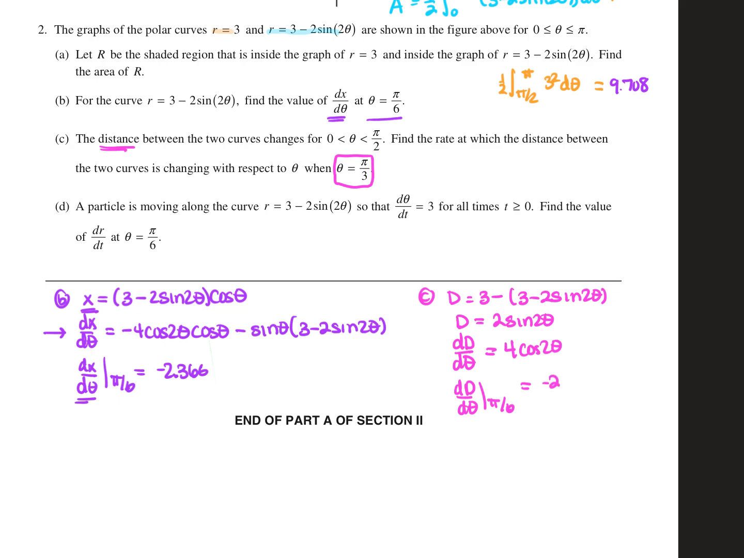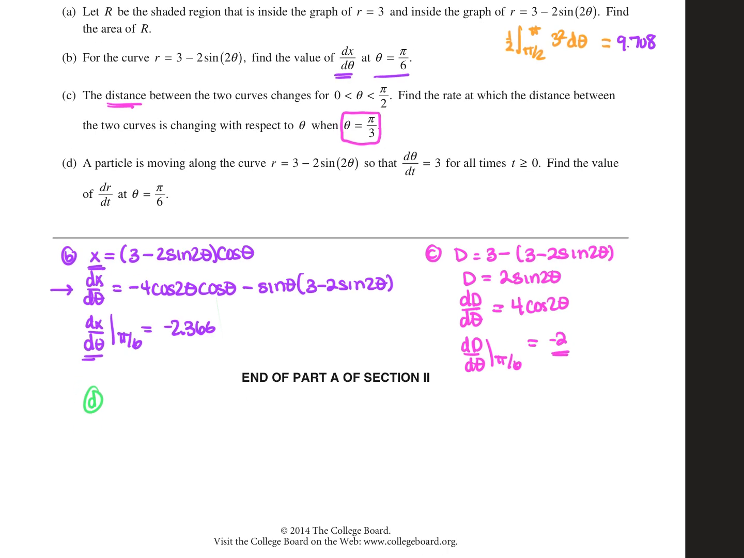So what does that mean in terms of the curve? This means that the distance between the two curves is decreasing and they're getting closer together. It did not ask us to interpret it, but we definitely can. Part D, a particle is moving along the cardioid such that d theta dt is equal to 3. Find the value of dr dt.